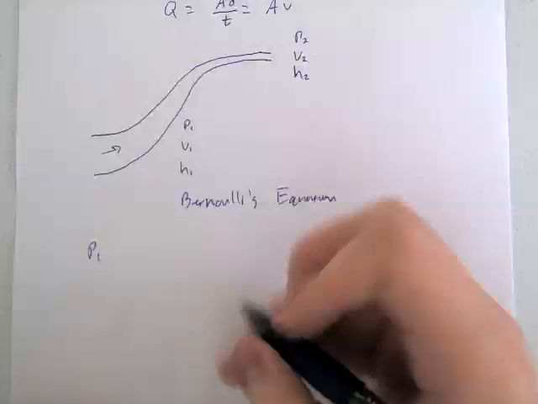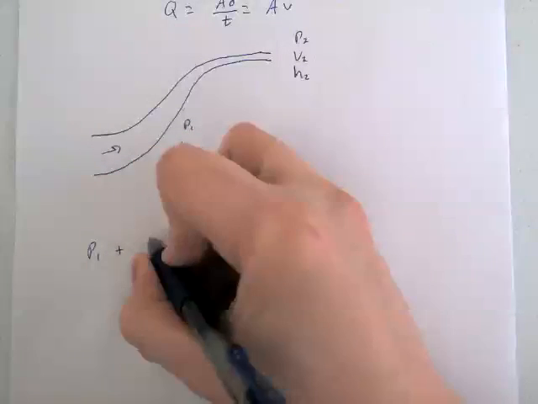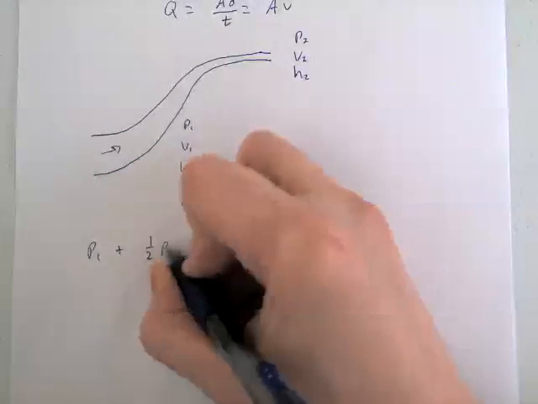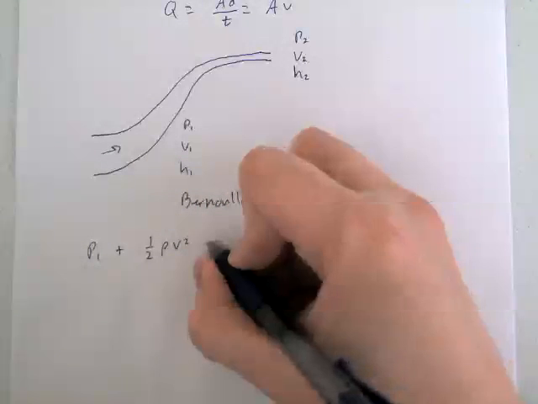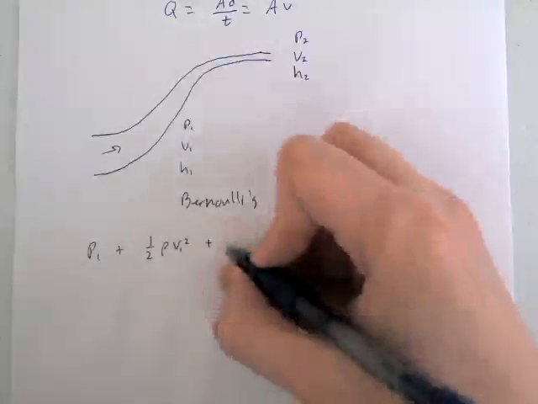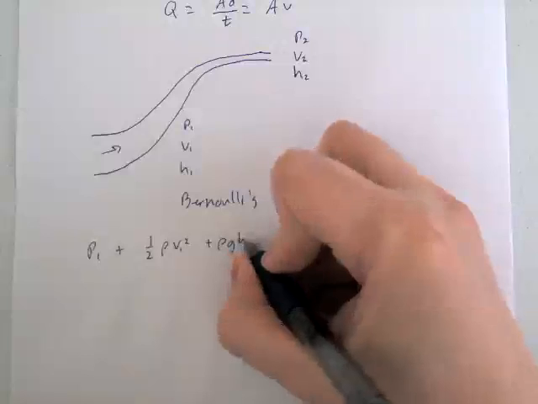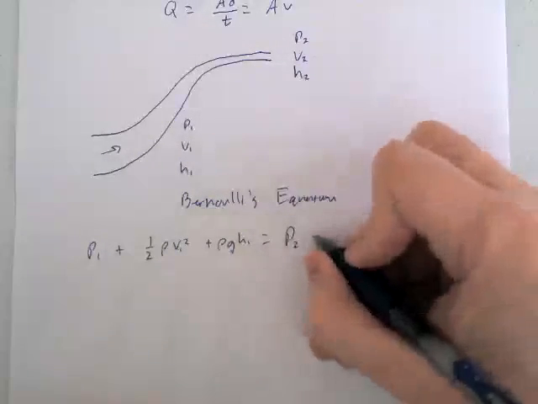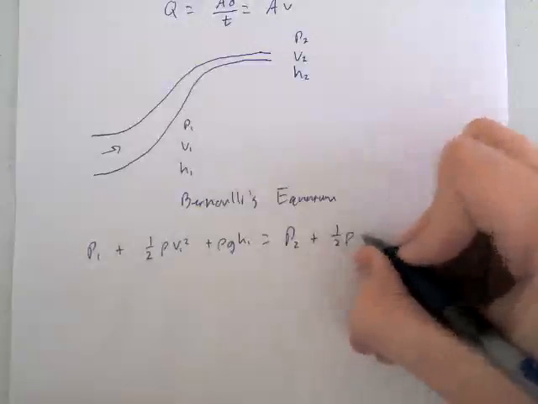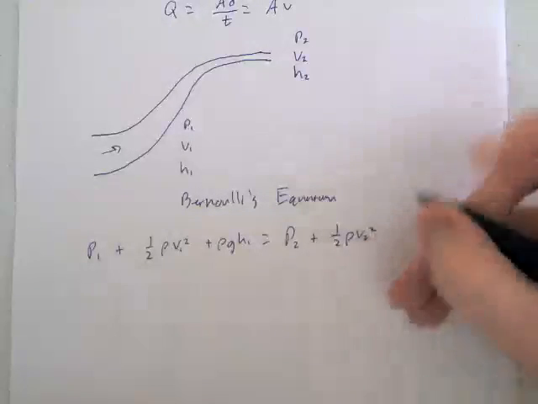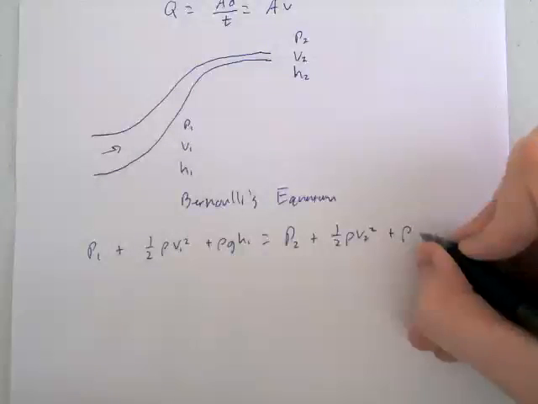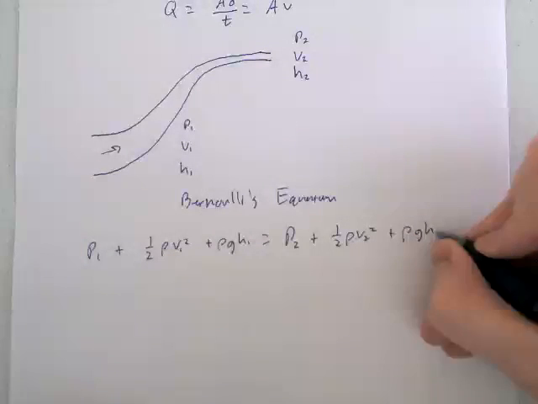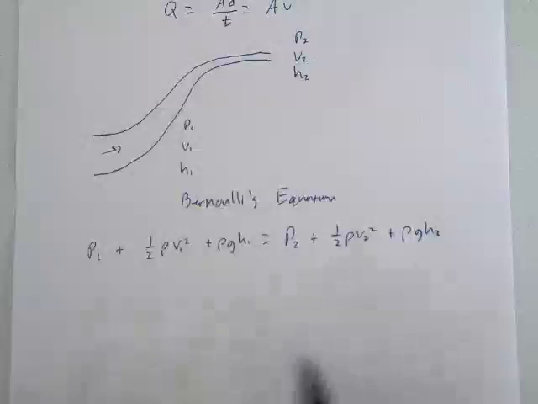We can say P1 plus 1/2 rho V1 squared plus rho g h1 is equal to P2 plus 1/2 rho V2 squared plus rho g h2. So, which of these terms look familiar right away?